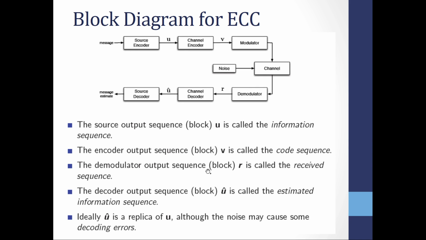And the demodulator output sequence R: you modulate it, you transmit it over the channel, and then you demodulate and you receive R. R is called the received sequence. So we have the information sequence U, the code sequence V, and the received sequence R. After the channel decoder, I must be able to get an estimate U hat of the information sequence.